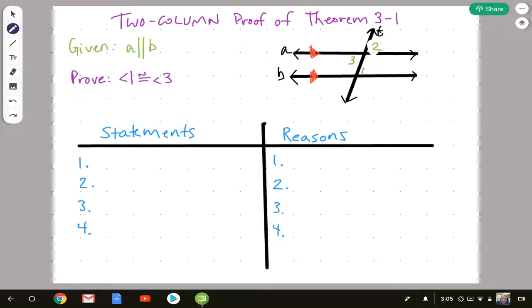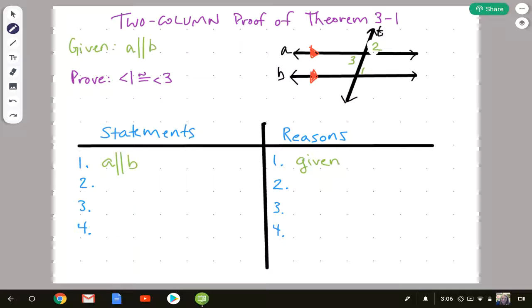Okay, so what we're going to try to do is prove theorem 3.1, which we said was the alternate interior angles theorem. I'm going to try to prove that angle 1 is congruent to angle 3, given what I have here in the picture and in the given statement. So the first thing that I'm going to do is restate what they told me was given. I'm going to say A is parallel to B. And my reason is going to be given.